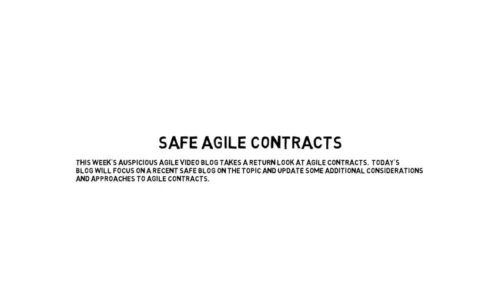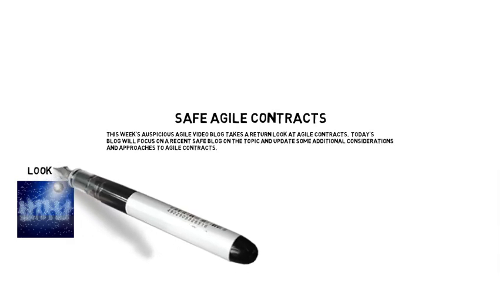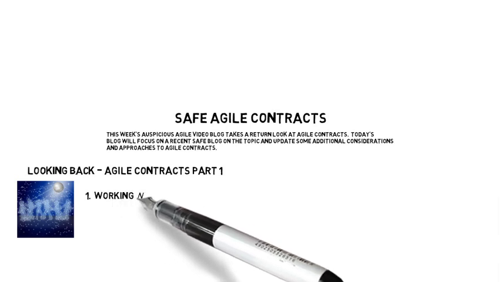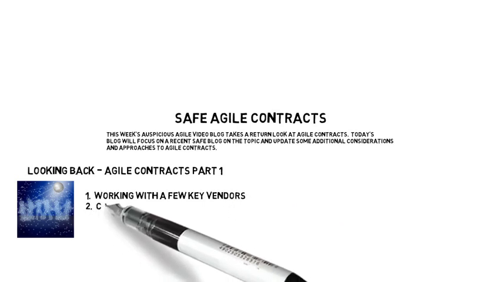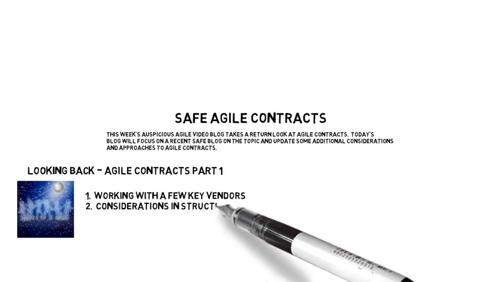But before we do that, let's take a look back and look at some of the different Agile contract approaches that we've covered, as well as some of the other Agile contract approaches that are available. So first off, looking back at the Agile contracts and taking a little bit of a retro view here, we're going to first take a look at the three areas that we covered in our last Auspicious Agile blog post on the topic. Working with a few key vendors, so basically picking one or two vendors, or three vendors, that you're going to work with consistently, so you can set up your contracts with them and be able to work with them without a lot of disturbance and with an ongoing relationship.